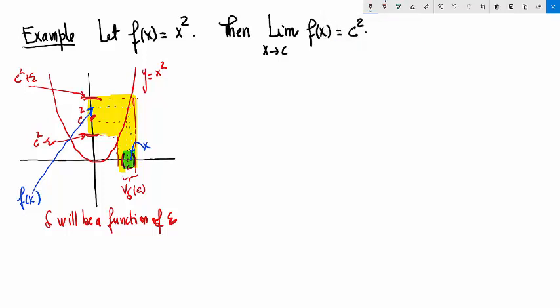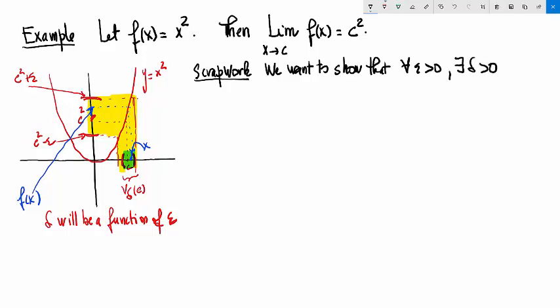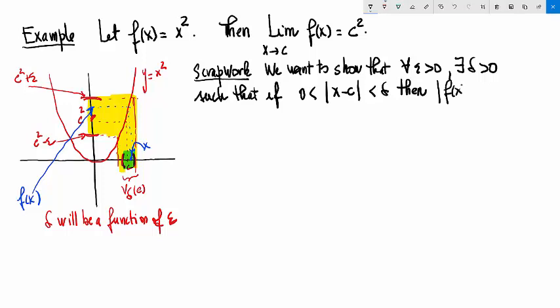So let me start by stating in our scrap work what it is that we want to show. We want to show that for every epsilon which is greater than zero, there exists some delta which is positive, of course, depending on epsilon. I won't write that this time. Such that if the distance between x and c is less than delta, and it's bigger than zero, then the distance between f of x and c squared will be less than epsilon.